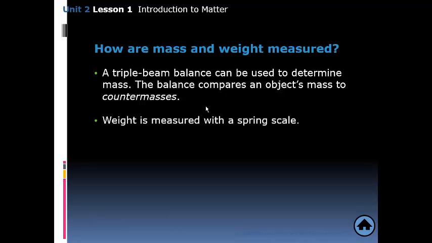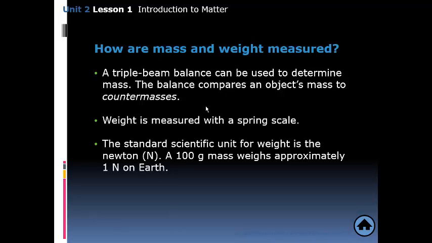Weight is measured with the spring scale. So if you step on your bathroom scale, that's a spring scale. There's a spring in there, and it measures how much gravity is pulling down on you. The more gravity is pulling down on you, the more the spring is depressed or goes down. The more it goes down, the higher your weight is.